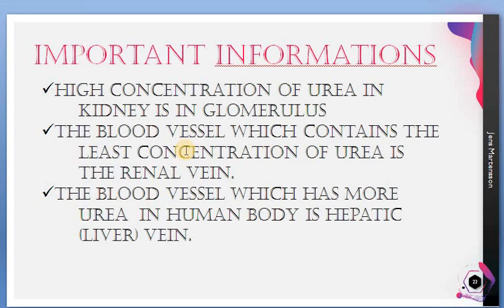And the next one, the blood vessel which has more urea in the human body. Now we are talking about the blood vessel. The blood vessel which has more urea in our body is the hepatic vein. Why? Because urea is produced in the liver. So when the blood vessel comes out of the liver, it is coming out with urea. So the one which has more urea in the human body is the hepatic vein.